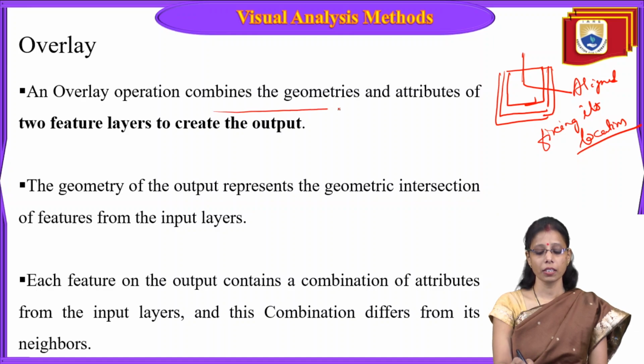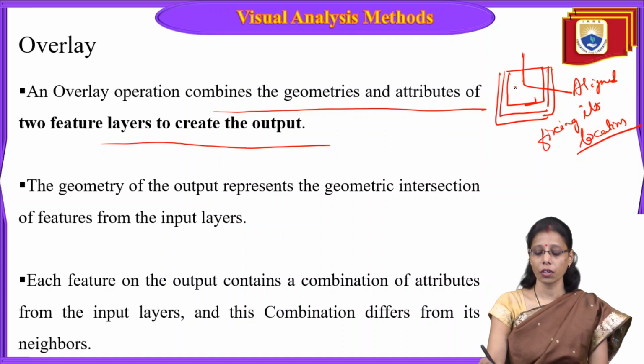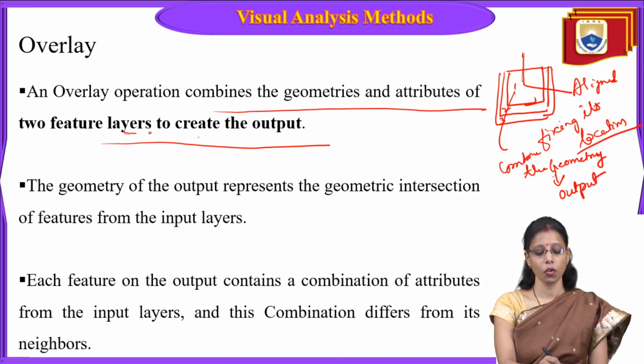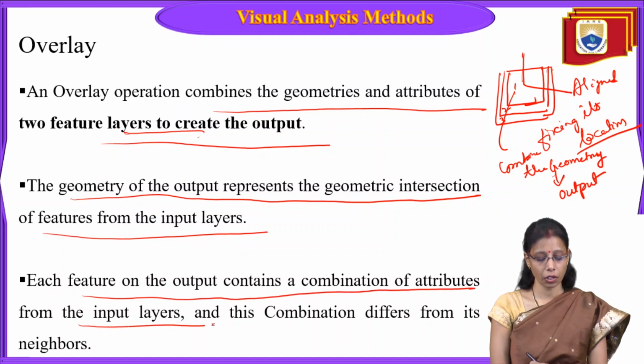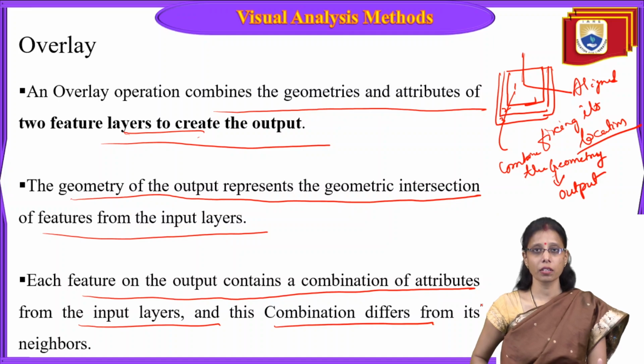So the overlay operation combines the geometries and attributes of two feature layers to create the output. As I said, here we have two features, 1, 2, 3. What it does is combine the geometry and give the output, which is called overlay. The geometry of the output represents a geometric intersection of features from the input layers. Each feature on the output contains a combination of attributes from input layers, and this combination differs from its neighbor.